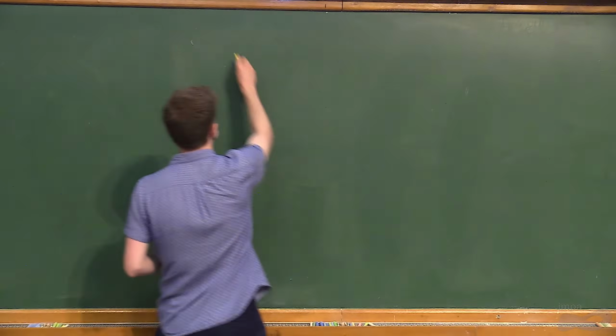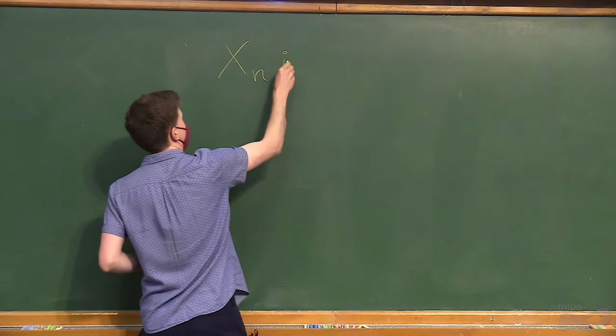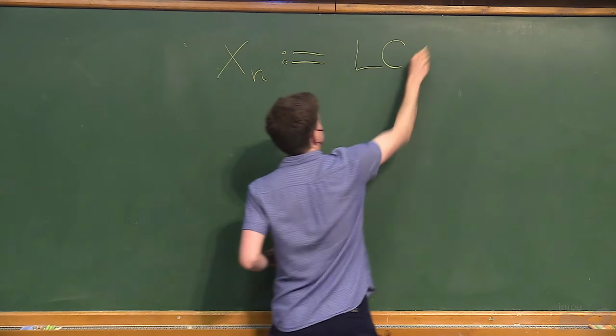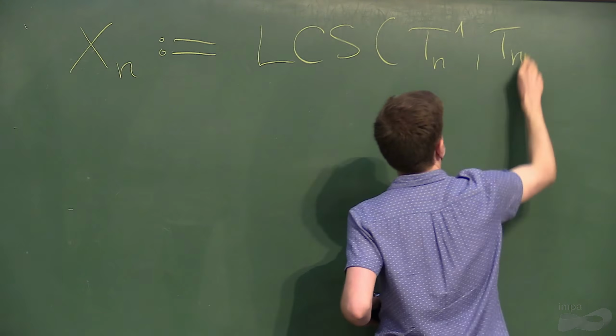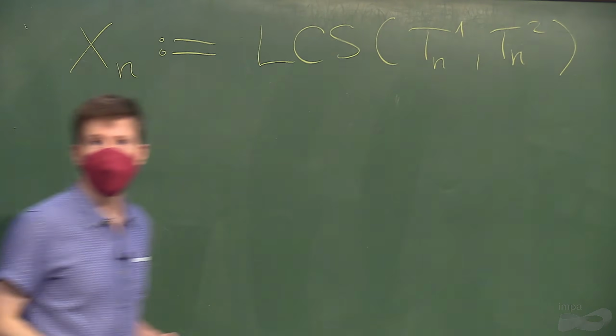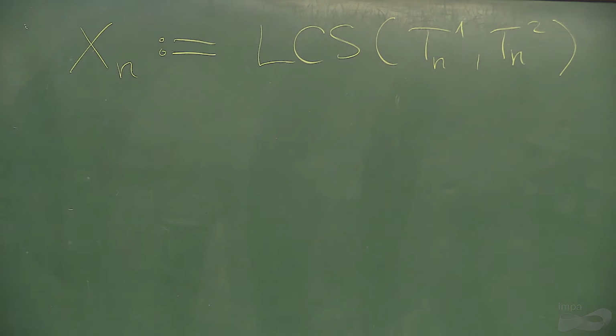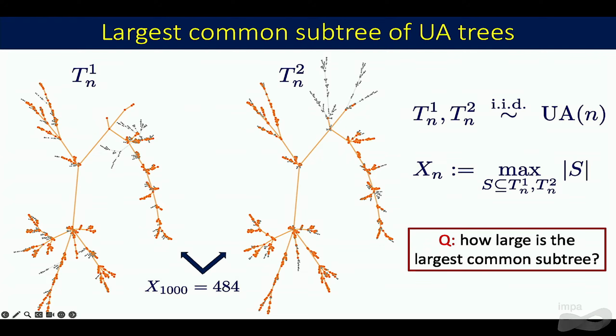OK, so we'll denote this by X_n. This is the largest common subtree of two independent uniform attachment trees, T_n^1 and T_n^2. OK, and so in this example, these both have 1,000 nodes each, and the largest common subtree has size 484. So it's pretty sizable. OK, any questions? This is the central object of the talk, so if you have any questions.